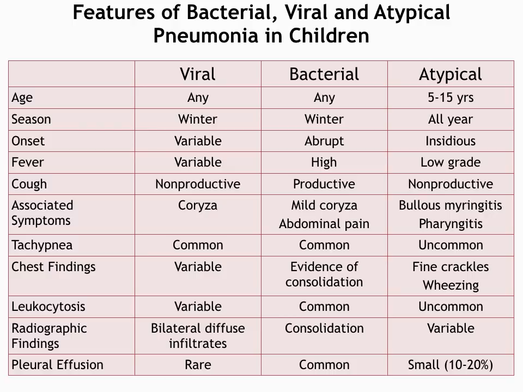These are the different features of bacterial, viral, and atypical pneumonia in children. Please read the different parameters and know the difference between the different organisms.